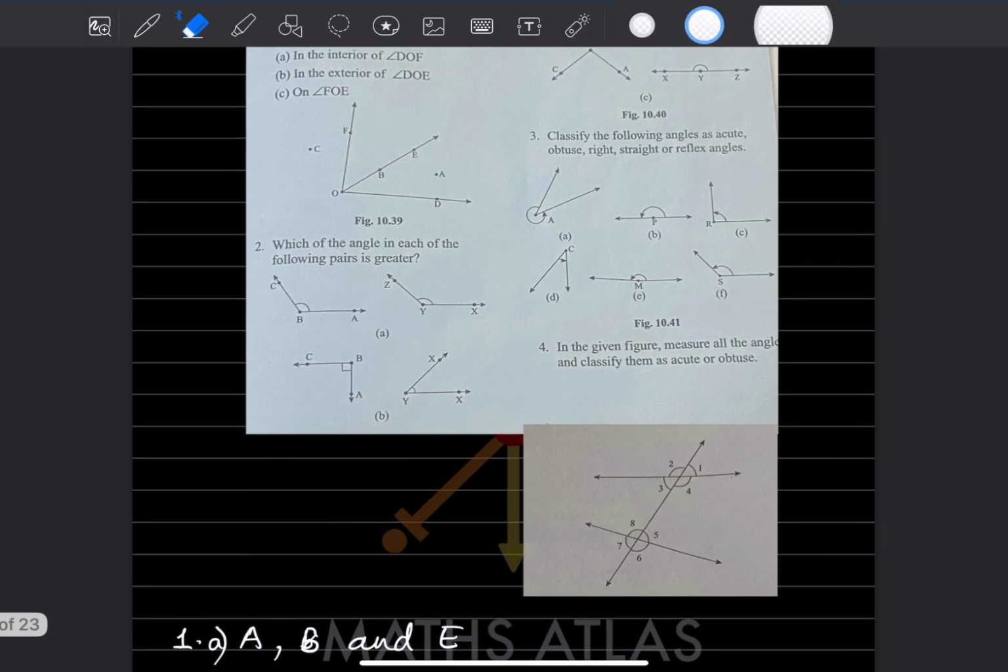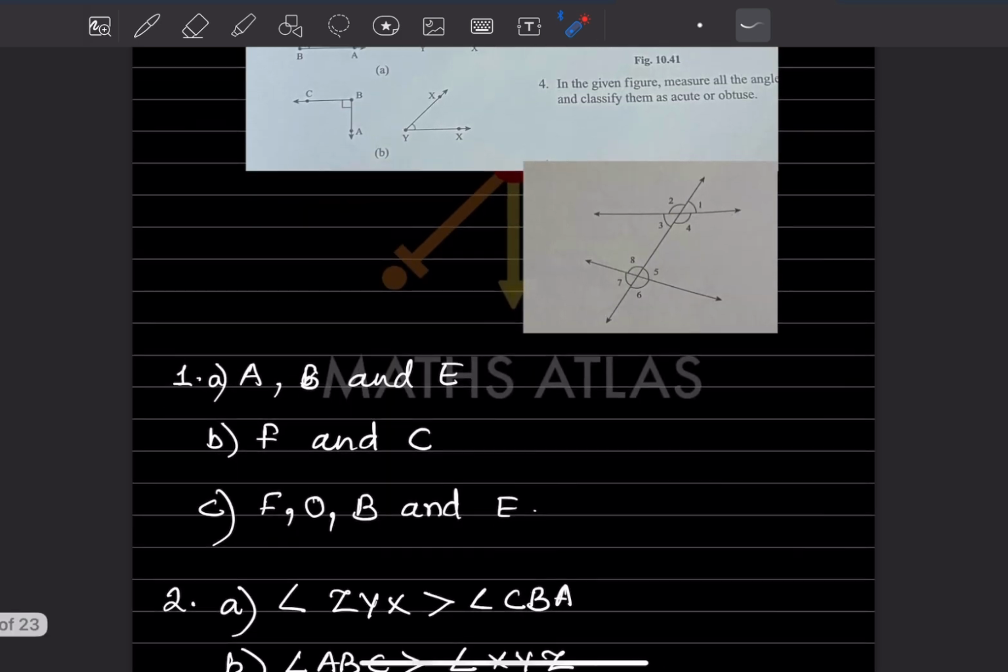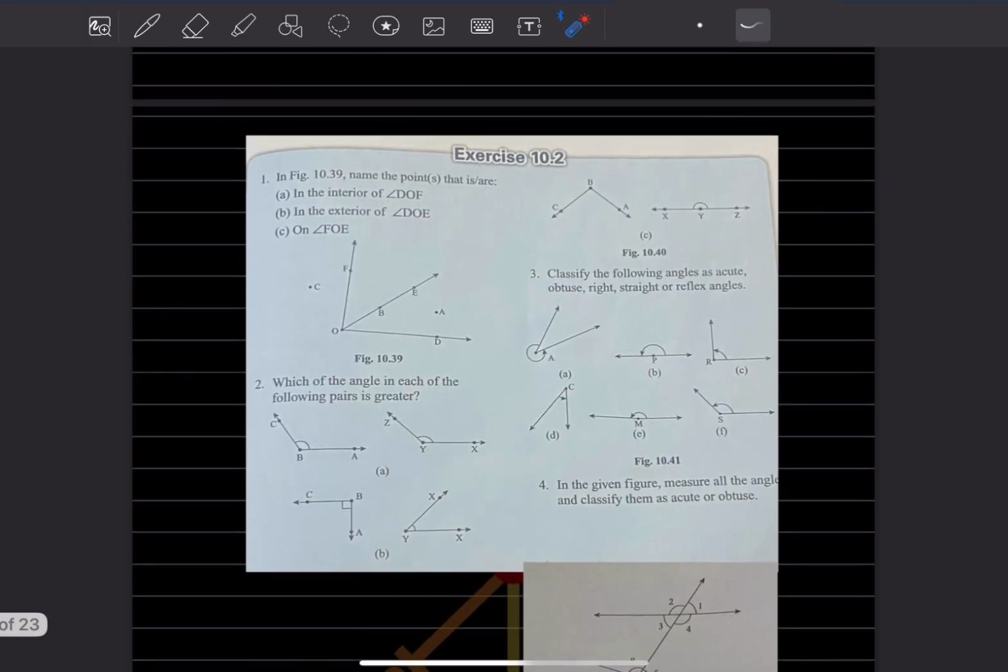So here on FOE. So you can see FOE is here. So on that which all points you can see, FO, then B and E. So that is FO, B and E. Because this is given on. So again I'll repeat, this one will be FO, B and E because this is the angle.